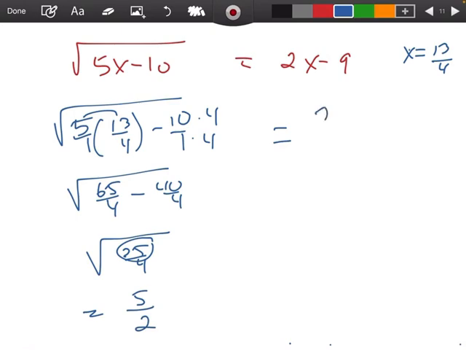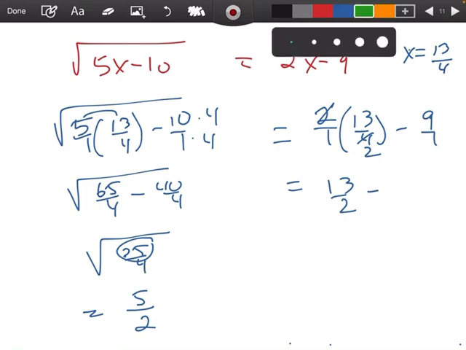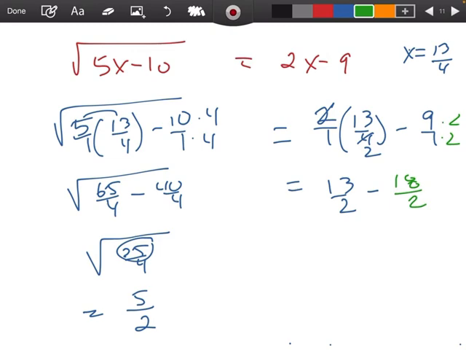Okay, let's check the same thing over here on this side. So I'm going to think of this as a 2 over 1 times a 13 over 4. I think about that as a 9 over 1. So first off, this 2 and that 4 will reduce. That's leaving me with a 13 over 2 minus... Let me multiply both of these guys by 2. Gives me 18 over 2. And let's see, 13 minus 18 is actually a negative 5 over 2.